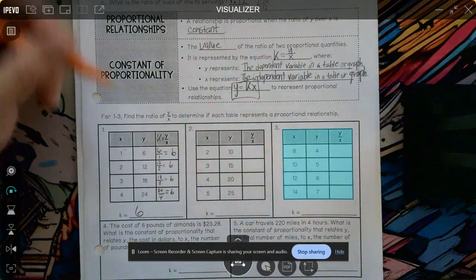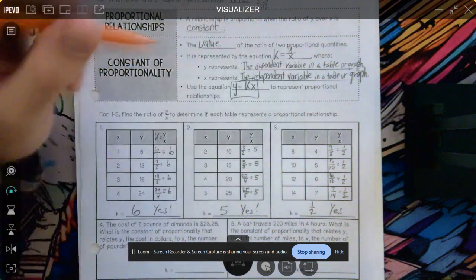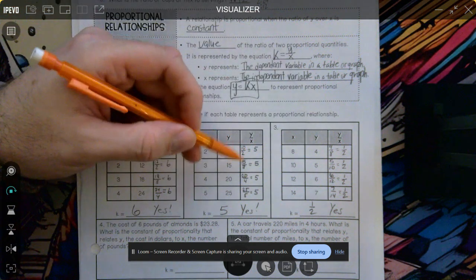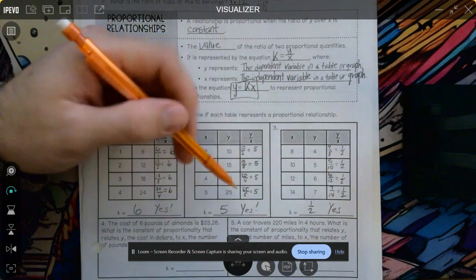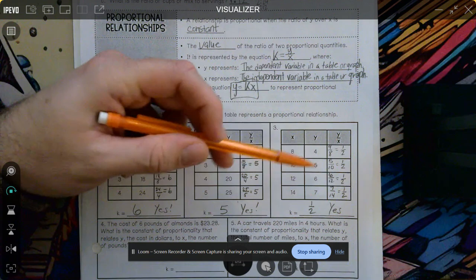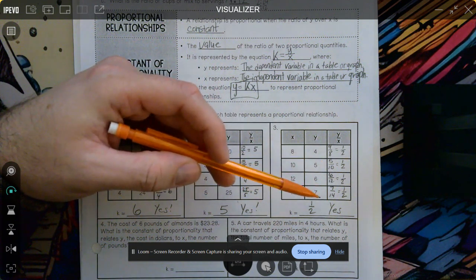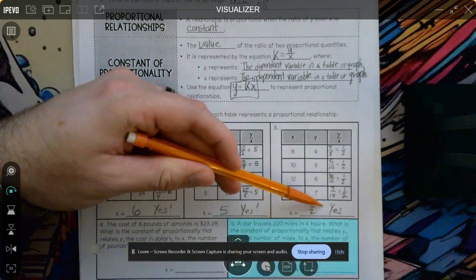All right, you pause the video and try number 2 and number 3. All right, here's your answer for 2 and 3. We got 5 as our k value for table 2, so they all have the same k value. So it is proportional. And then we got 1/2, or 0.5, for our k value for table 3. So those are also proportional relationships.